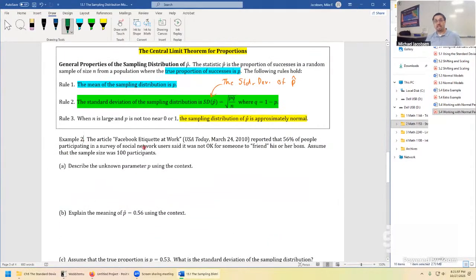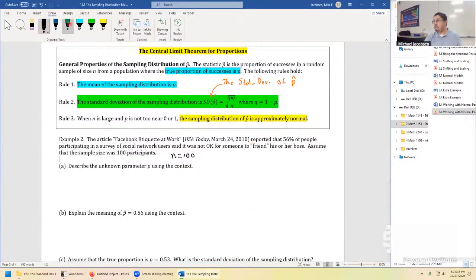So here's example 2 again, just looking at it from a different point of view. We're making a new assumption. We're assuming we don't know what P is. We're just going to admit that. But we're going to say the sample size in this study was 100 participants. So N is equal to 100. 56% participating in the study said it was not okay to friend his or her boss.